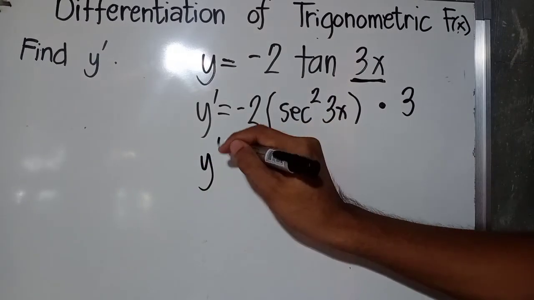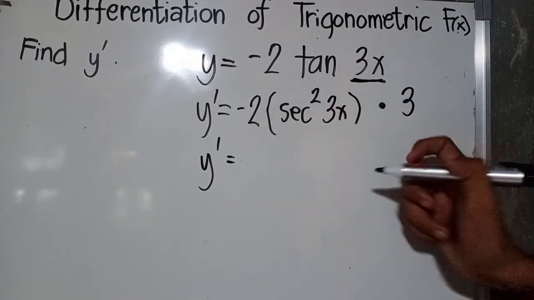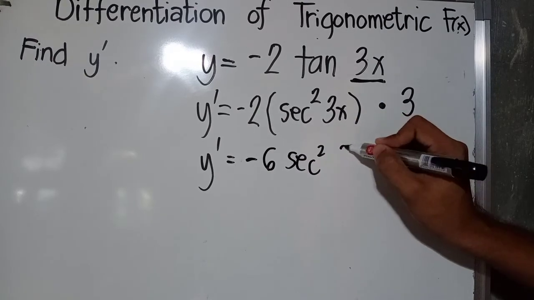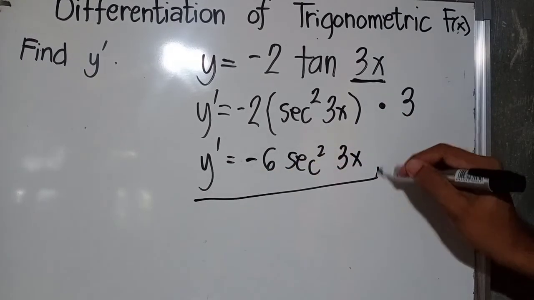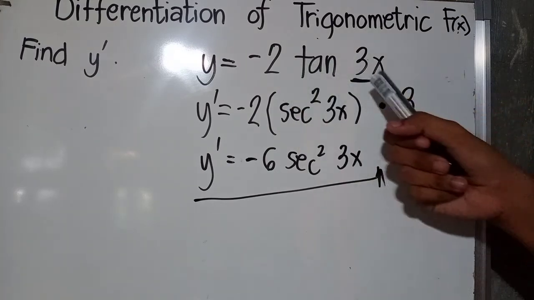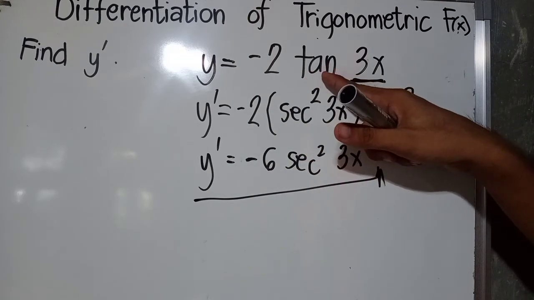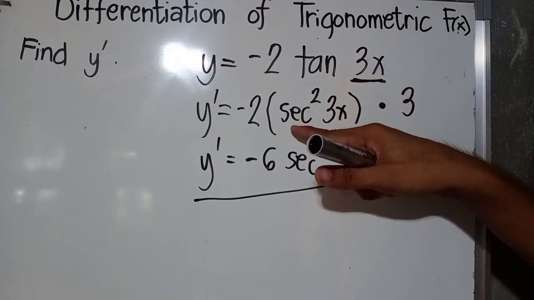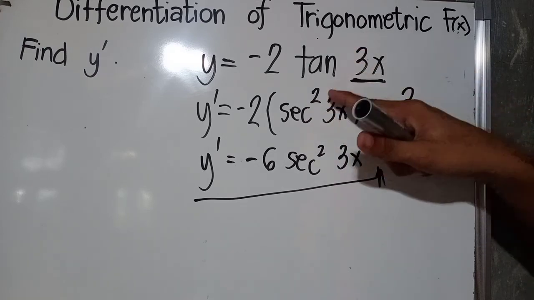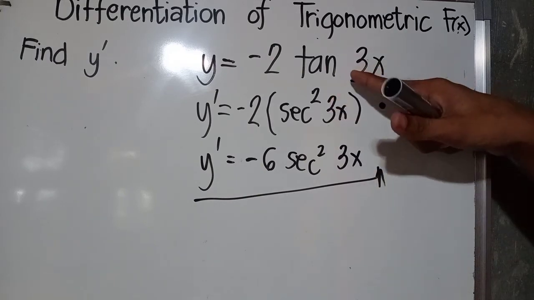So, that's why its derivative when we simplify is negative 2 times 3 is negative 6 secant squared 3x. So, ulitin natin, kapag meron ganito, same process kayo, diretso lang kayo, negative 2, then derivative ng tangent x, diba, is secant. So, secant squared. Then, copy nyo lang to kung anong nandito. Kahit pa yun ay 100, di 100 lang kakopy nyo. So, in this case, this is 3.